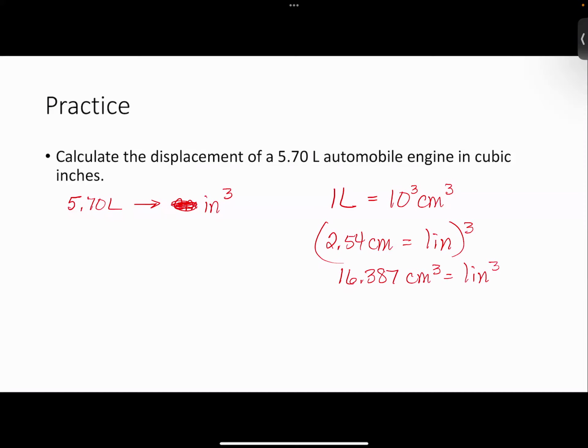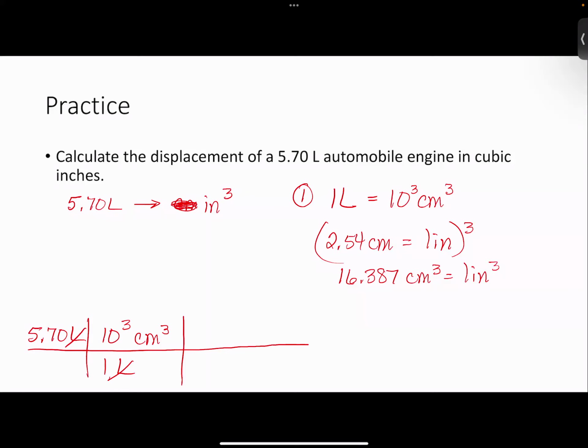Now that I have possible conversion factors, I am ready to perform this conversion of 5.70 liters into inches cubed. My first conversion factor is going to have the liters in it. So 1 liter is equal to 10 to the third centimeters cubed. The liter went in the denominator so that it would cancel out, leaving centimeters cubed.